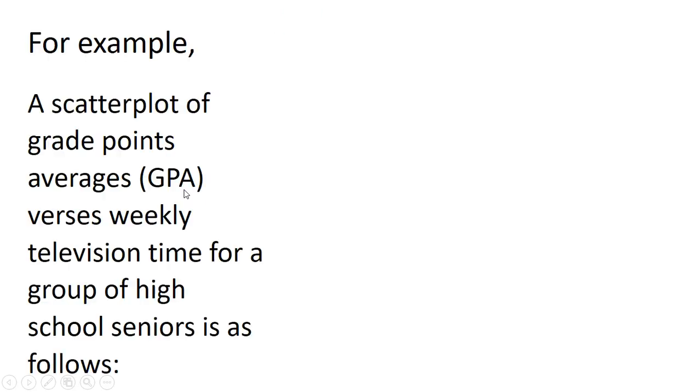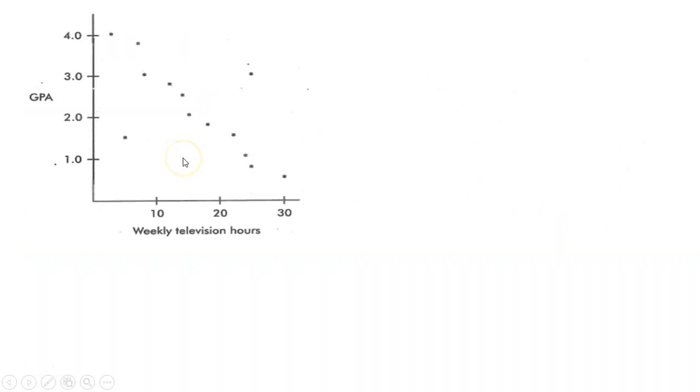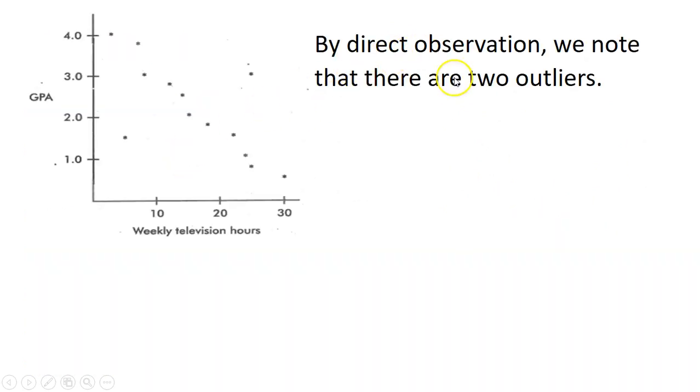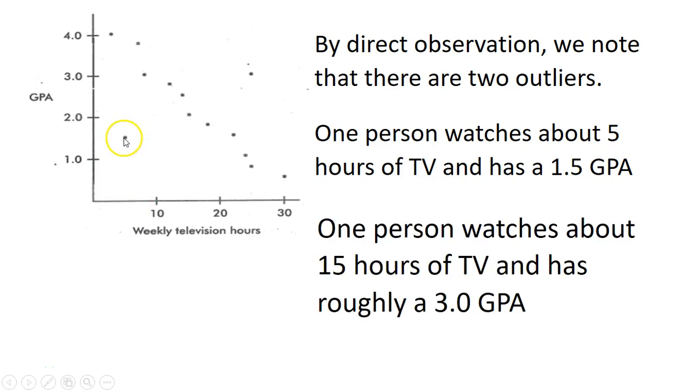That's what that means. So for example, a scatter plot of grade point averages versus weekly television times for a group of high school seniors is as follows. Possibly an outlier, possibly an outlier, right? I see a pattern otherwise. They could possibly be outliers. By direct observation, we note that there are probably 2 outliers. One person watches about 5 hours and gets a 1.5 GPA. That means they barely watch TV, but still don't do well in school.